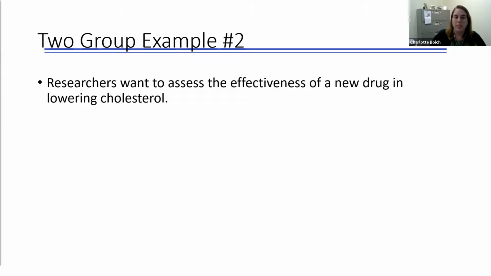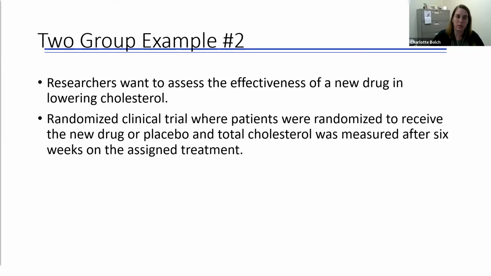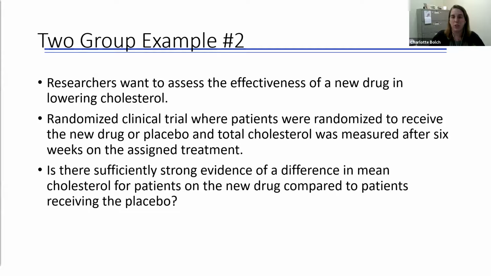This is another example using two groups as well. Say that researchers want to assess the effectiveness of a new drug in lowering cholesterol. They do a randomized clinical trial where patients are randomized to receive the new drug or placebo, and total cholesterol is measured after 6 weeks on the assigned treatment. The question we're trying to answer is, is there sufficiently strong evidence of a difference in mean cholesterol for patients on the new drug compared to patients receiving the placebo?